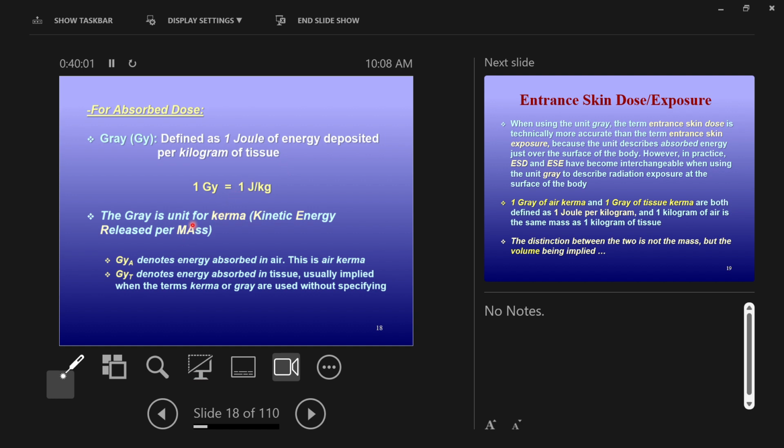The gray is that unit for kerma, kinetic energy released per mass, okay? And the gray subscript A, energy in air, gray subscript T, energy in tissue. Those are our 2 units. Exposure for gray subscript A, and absorbed dose, gray with the subscript of T.